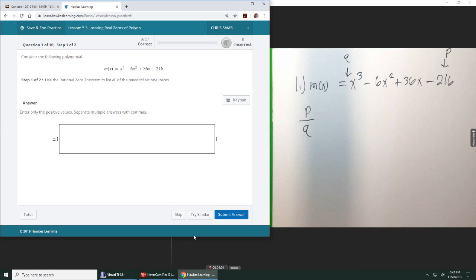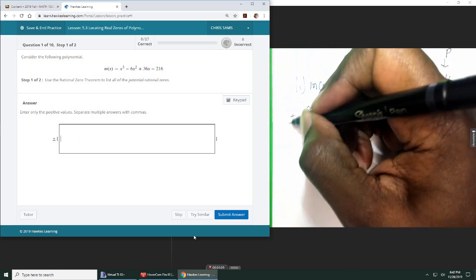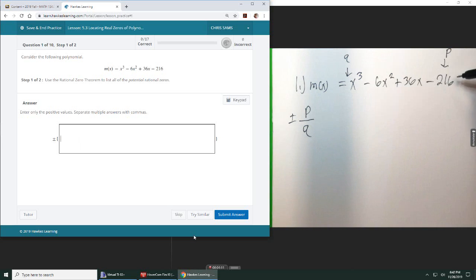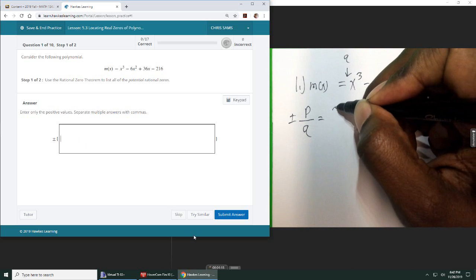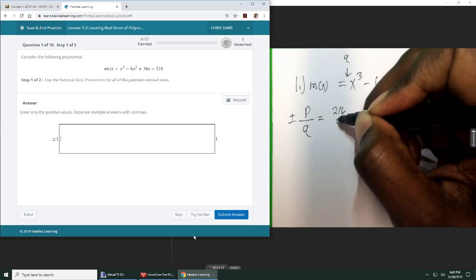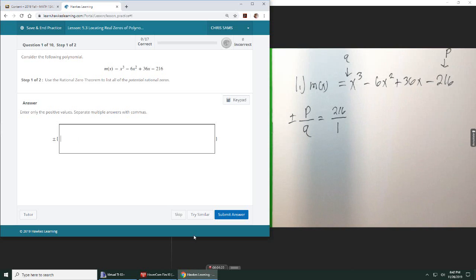Okay. So we're going to list all the factors, positive or negative for each one, the quotient of these two factors. So this is what I want to be doing. 216 divided by all the factors of the leading coefficient, which is just 1. So what I have to do is list all the factors of 216.